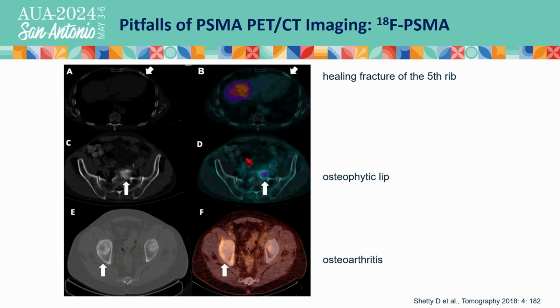Also, F18 might be positive if you have osteophytic lips just close to the small joints, either in the small pelvis or the vertebra. And then every single patient who might have osteoarthritis will be positive with F18.